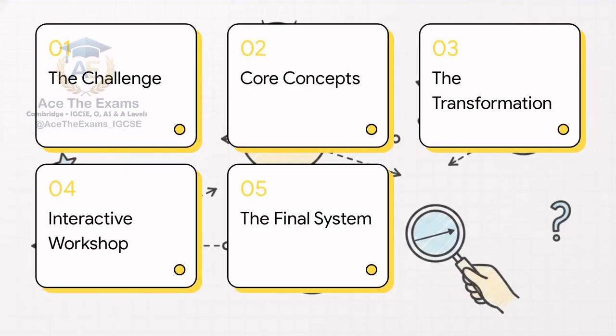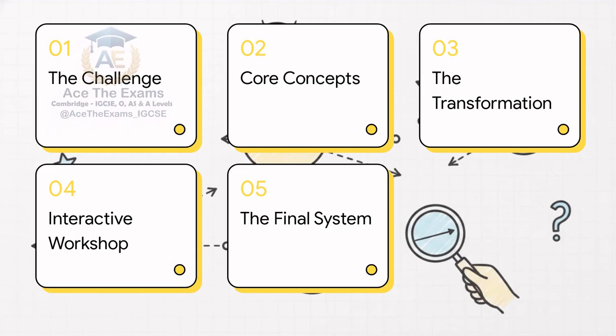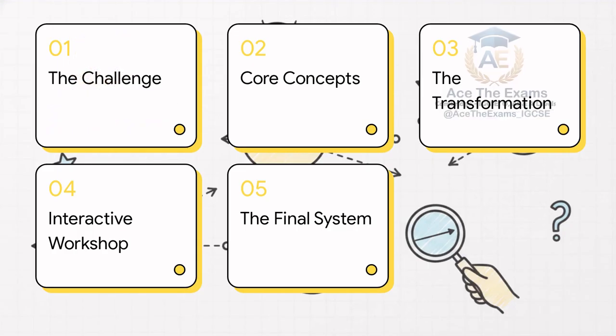Here is our battle plan for today's session. We'll start with Act 1, the challenge. Then we'll move into Act 2 to reveal the core concepts and strategy. In Act 3, we'll look at the transformation of failing answers. Act 4 is our interactive workshop. And finally, Act 5 will build your final system.